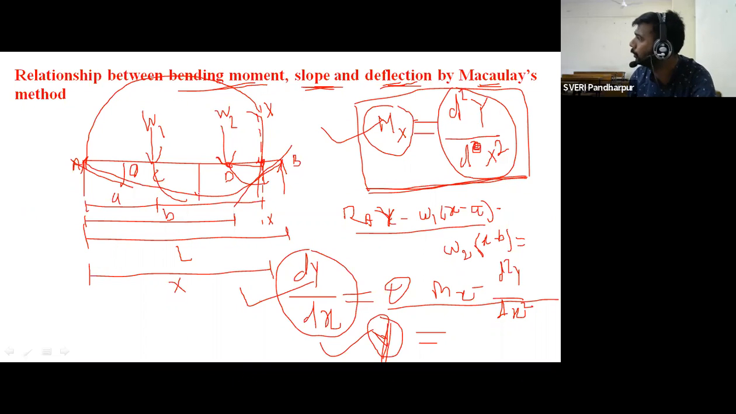So by applying this particular boundary condition, finally you will get dy by dx in the form of our formula, that is W L cube upon 24 E I, W L square upon 16 E I.